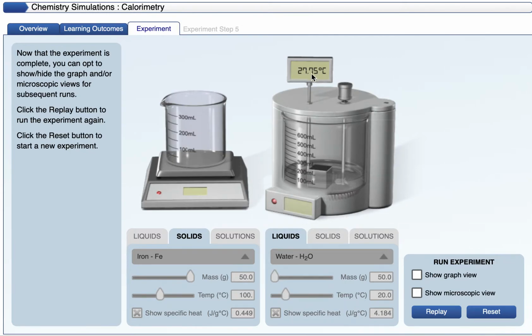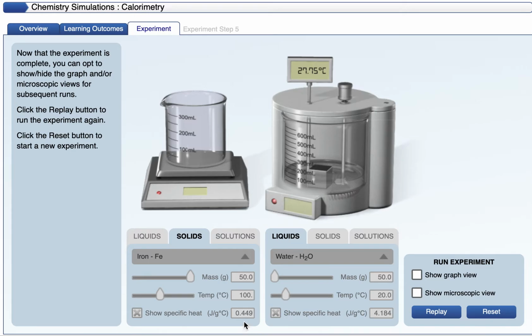So the equilibrium temperature is definitely not halfway between their temperatures. The iron was at 100 degrees and the water was at 20 degrees Celsius. So the change in temperature of the iron is greater than the change in temperature of the water. The iron changed from 100 degrees Celsius down to 27.75, while the water changed temperature from 20 to 27.75. So much different in terms of their change in temperature.